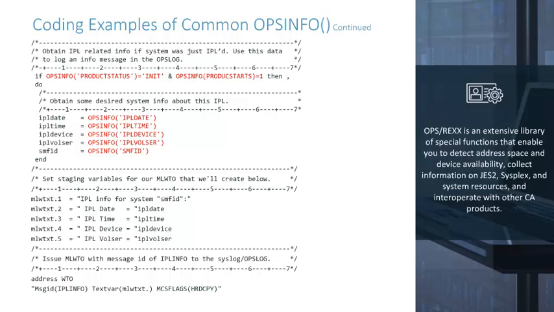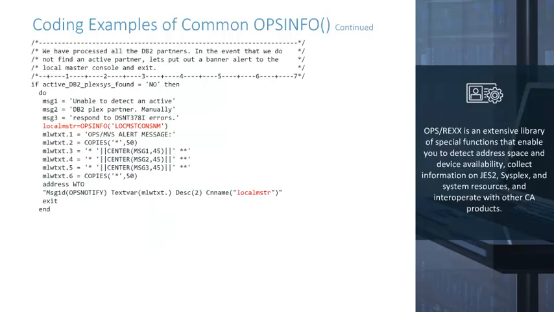The subsequent OPSINFO functions are obtaining information about the system's recent IPL, specifically the IPL date, IPL time, IPL device, and the IPL volser. The SMF ID of the current system is also being requested. This obtained OPSINFO data is then being used within the OPSREX address WTO logic to create an informational message in the ops log and syslog that can be easily filtered upon when needed.